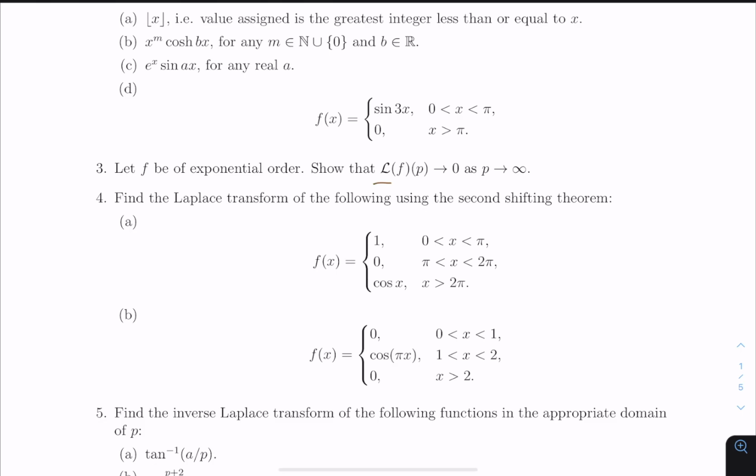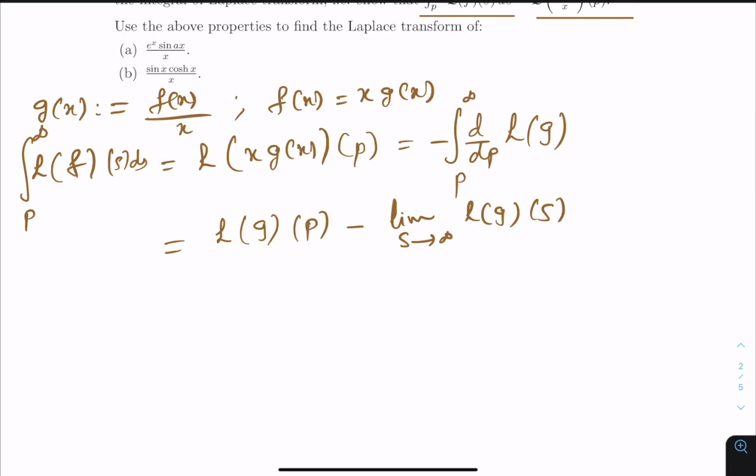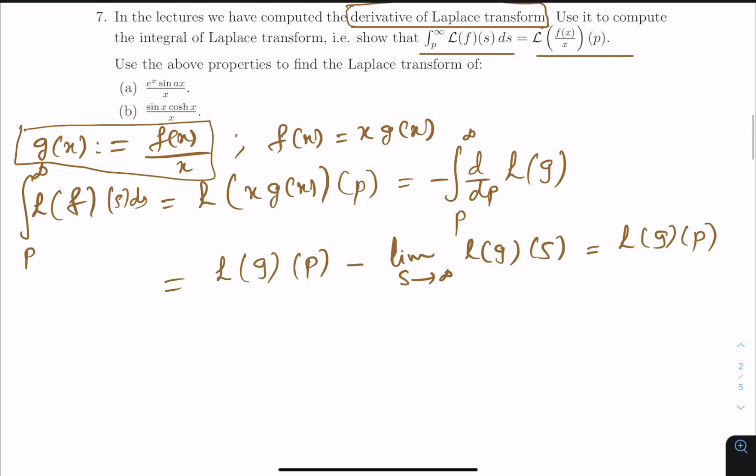have shown that the Laplace transform goes to 0 as p goes to infinity. This is under the assumption that f is of exponential order, because due to the level of the course we are giving this assumption. Otherwise this result is valid anyway, and this result is also valid for this function g that you have defined here. That result is valid, that the Laplace transform vanishes as it goes to infinity. So this is just the Laplace transform of g of p. This is the part we needed to prove, and we have proved this.